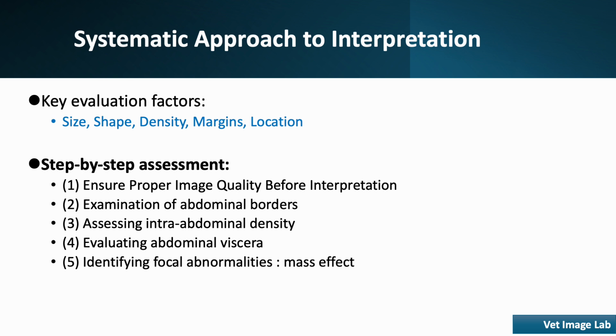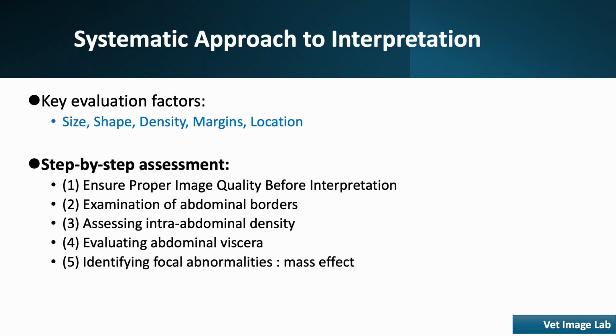Next, we carefully examine the abdominal borders, including the diaphragm, abdominal wall, and pelvic structures. These areas define the limits of the abdomen, and any abnormalities here can indicate significant pathology. Then, we assess intra-abdominal density. Can we clearly see the serosal detail? Is there peritoneal effusion or a lack of fat? Recognizing these density variations is crucial in determining normal versus abnormal findings.